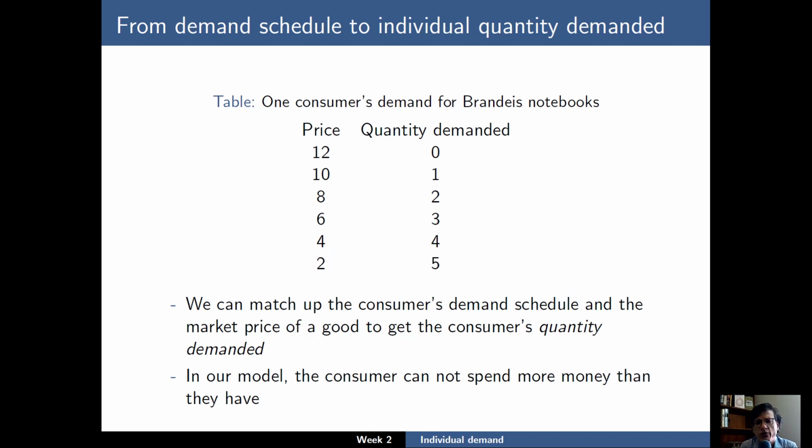A quick note that in our consumer model, a consumer can't spend more than they have. Now, we know that's not true in real life. In real life, people can take out credit cards and personal loans and do all sorts of other things to get themselves more money in the immediate moment, but that's going to complicate our model somewhat. So we're going to say that a person is absolutely constrained by the amount of money they have. They can't borrow more or get more from a friend. This is the money that they have.